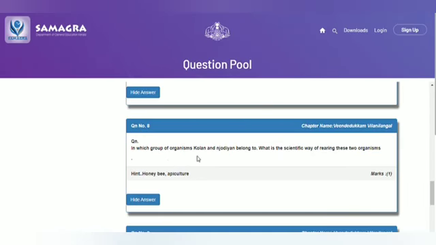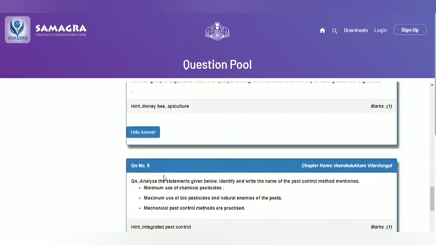In which group of organisms do Colon and Nudian belong? What is the scientific way of rearing these two organisms? Colon and Nudian belong to the honeybee. The scientific way of rearing is apiculture.